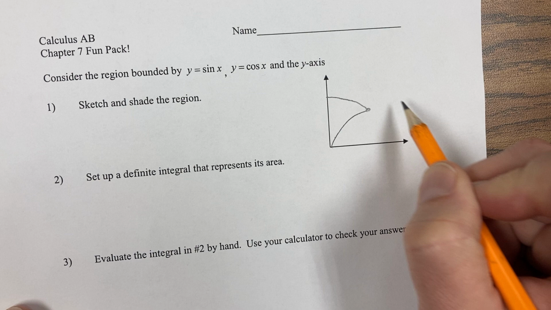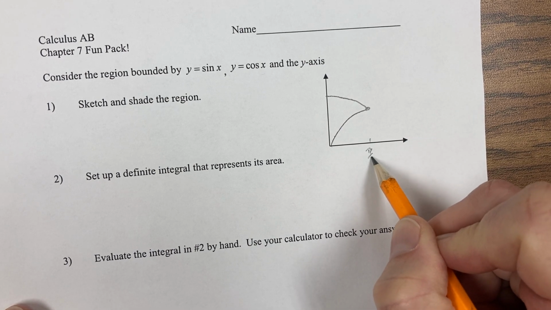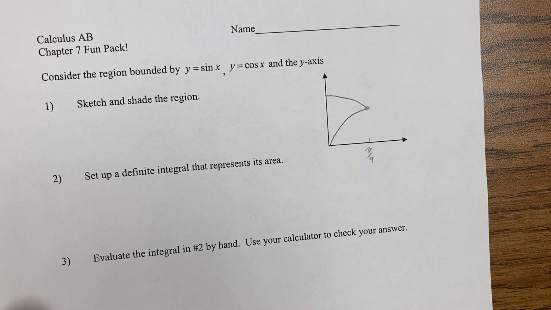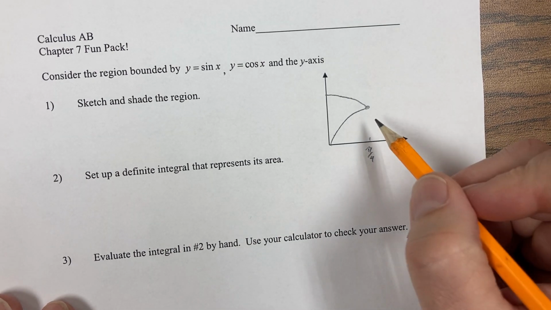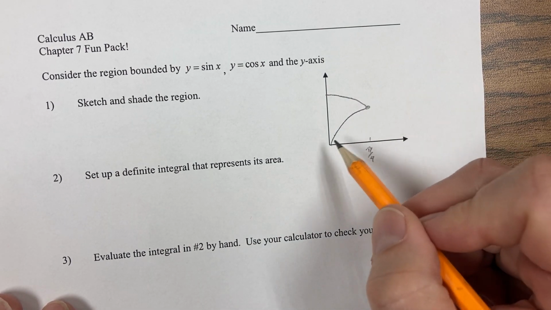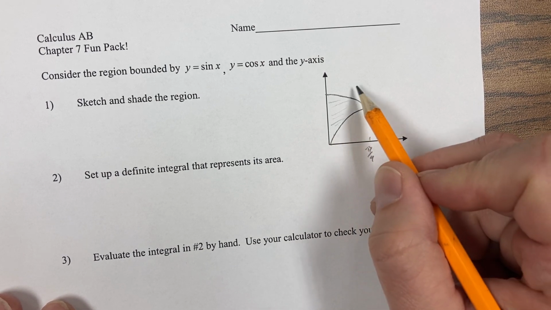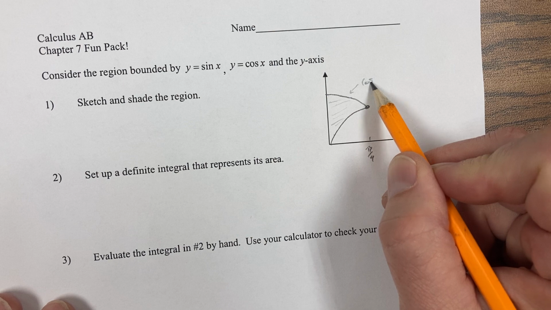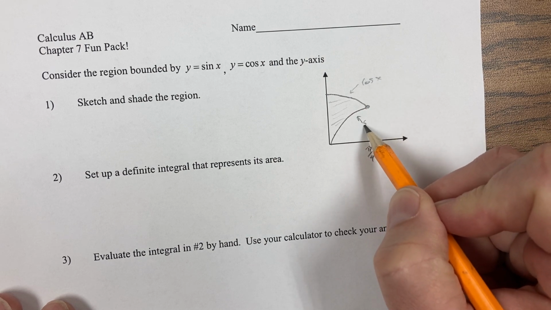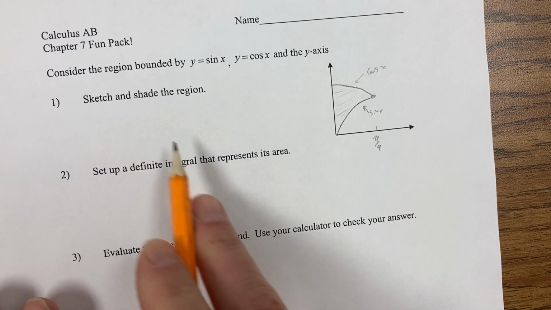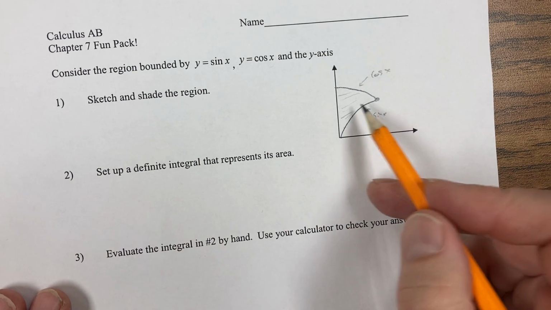They intersect at pi over 4, because that's when opposite and adjacent are the same. All right, so we have that for that, and the y-axis is here, so we're looking at this region right there. Cosine is going to be the top function, and sine will be the bottom function. All right, so we've sketched that and shaded it.